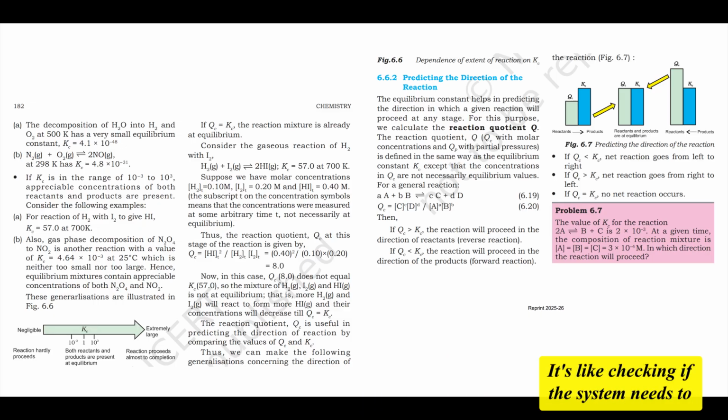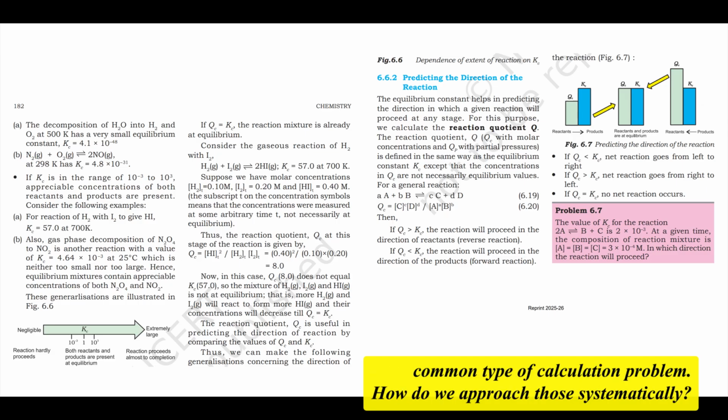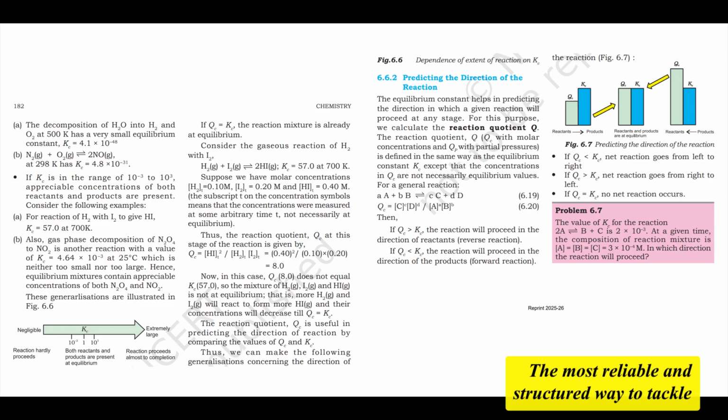That makes perfect sense. It's like checking if the system needs to move left or right to get to the target K value. Okay, and the third application you mentioned was actually calculating the equilibrium concentrations. This seems like the most common type of calculation problem. How do we approach those systematically? Yes, calculating equilibrium concentration is a very frequent task in exams. The most reliable and structured way to tackle these problems is by using the ICE method.